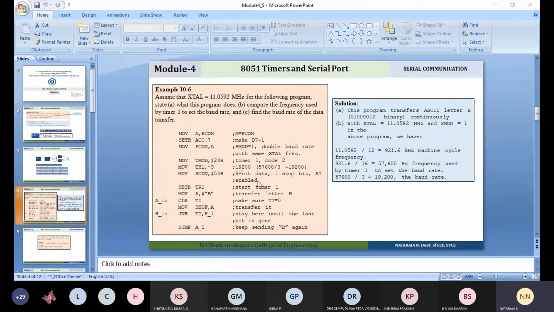Then find for TH1 -3 and -12 for SMOD is equal to 1. You can double this, so 19093 for the first case into 2 also you can do, or else 1833 kilohertz divided by 16, whatever the frequency you will get for that divided by 3 and 12, if you do, you will get the same answer. You check with both the ways.